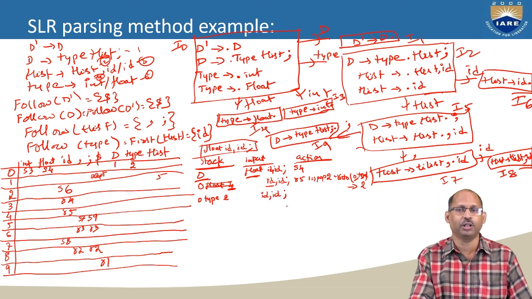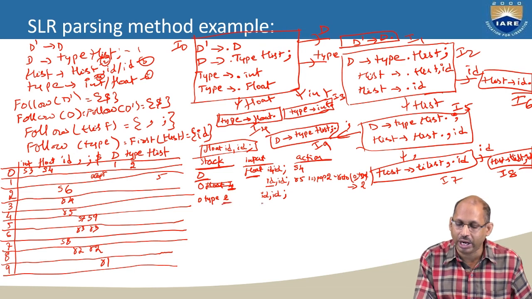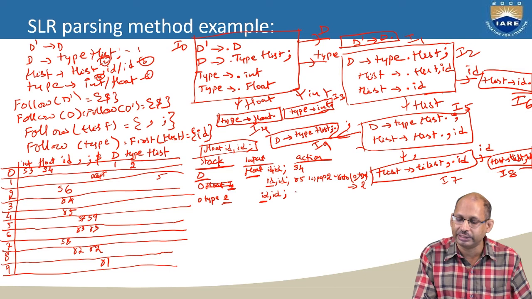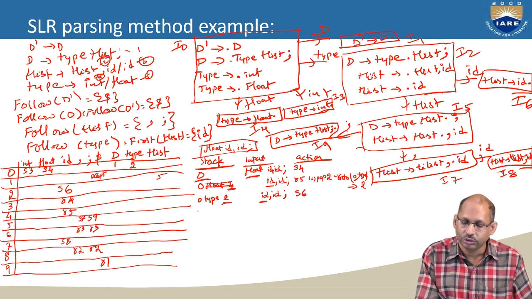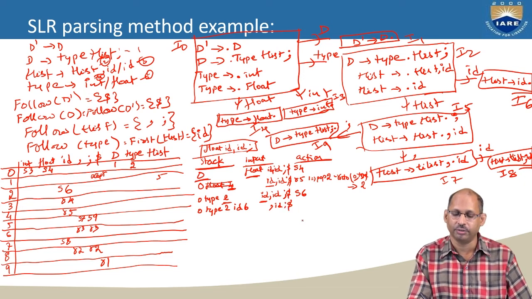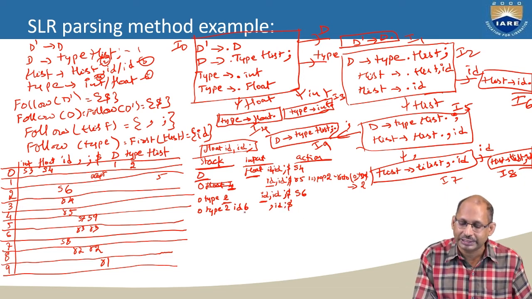id comma id semicolon. What do we have? 2 and id. What is 2 and id? S6. So 0, type, 2, id and 6. What is the remaining input? Here the dollar sign will be there. Semicolon. Right. Now 6 and comma.